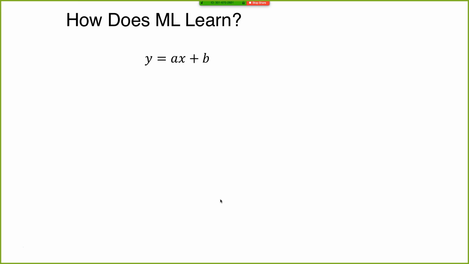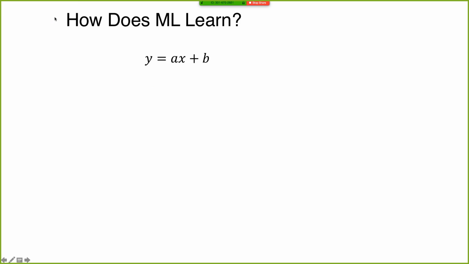Today let's start with how a machine learning model learns. Let's say we have simple data, 2 columns, y and x, and let's say the relationship follows this equation: y equals ax plus b.